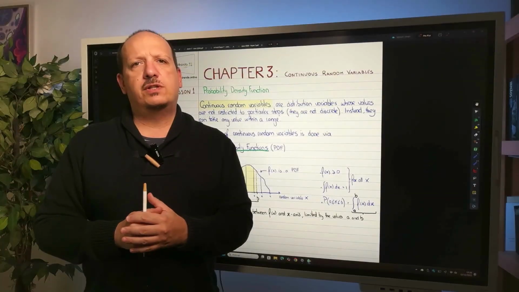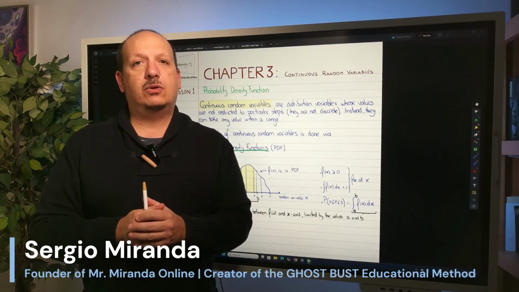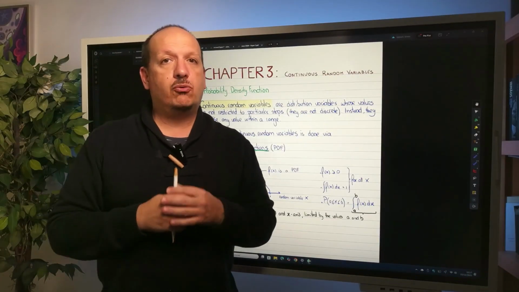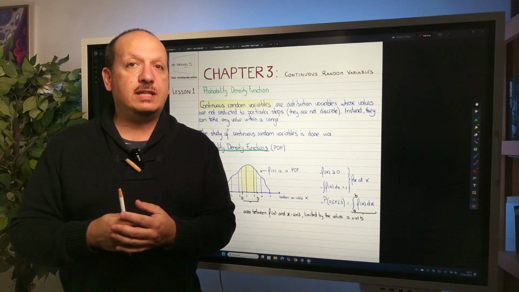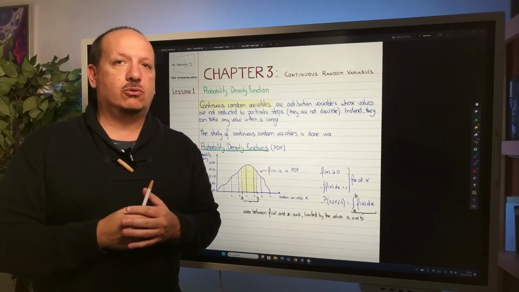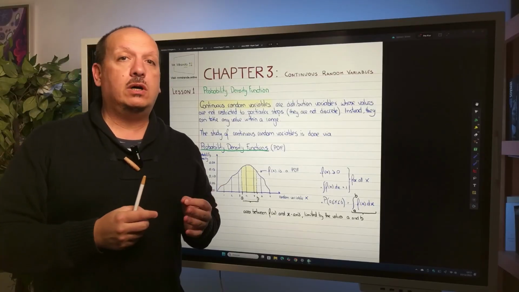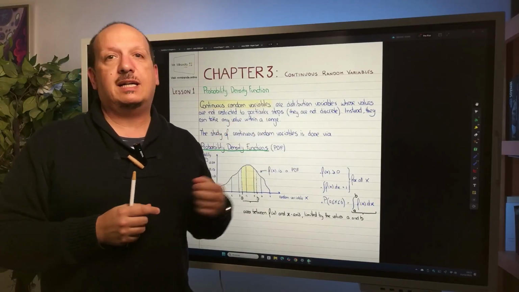Everything that you've learned so far in Statistics 2 and Statistics 1 about distributions regarded random variables that were discrete in nature. What does this mean? This means that the values that the random variables could take were specific. I mean, could be 1, 2, 3, etc.